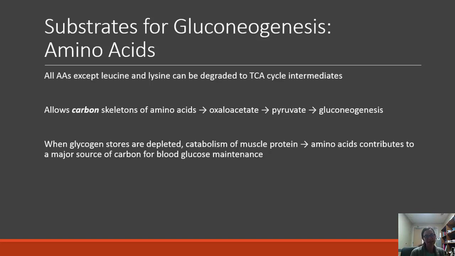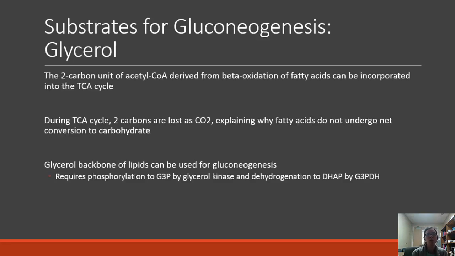Basically, how this plays out is that when glycogen stores are completely depleted and we really need to make more glucose, our body can catabolize our muscle protein and use that as a carbon source for blood glucose maintenance. I should also say that amino acids that can be used for gluconeogenesis are called glucogenic. Okay, we can also use glycerol as a substrate for gluconeogenesis.